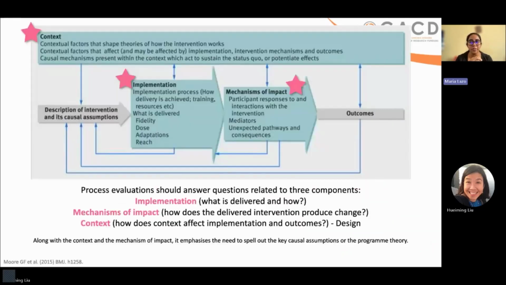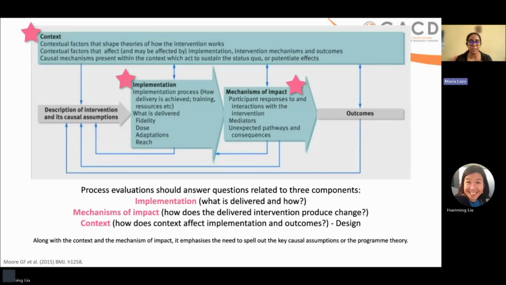One more recent definition, and one of the more popular ones, is the Medical Research Council Guidance for Process Evaluation, which focuses on context, implementation, and mechanism of impact. In terms of context, it's important to know how context affects implementation and outcomes. In terms of mechanism of impact, how does the delivered intervention produce change? And in that way, spell out the key causal assumptions or the program theory.